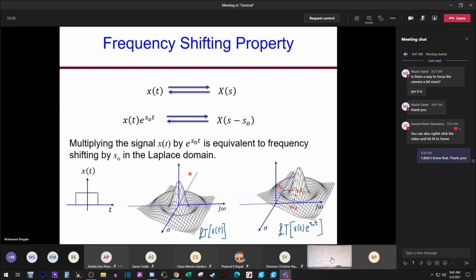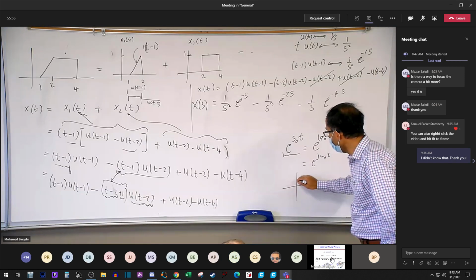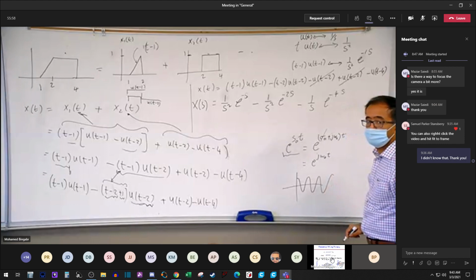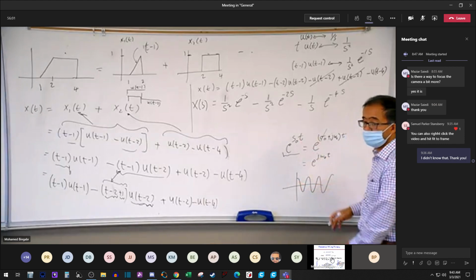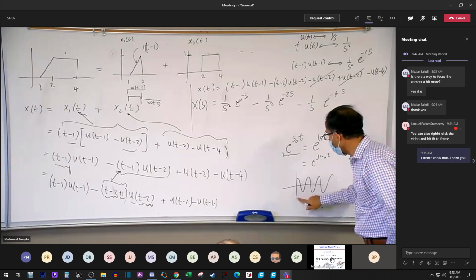Now, if I multiply this signal x of t by this signal, which could be just pure sinusoidal, depending on sigma plus j omega 0. Here is sigma 0, it's this one. So it can be as simple as a sinusoidal like this. That means I multiply the signal by this frequency. And if sigma is not 0, it will be something maybe like this.